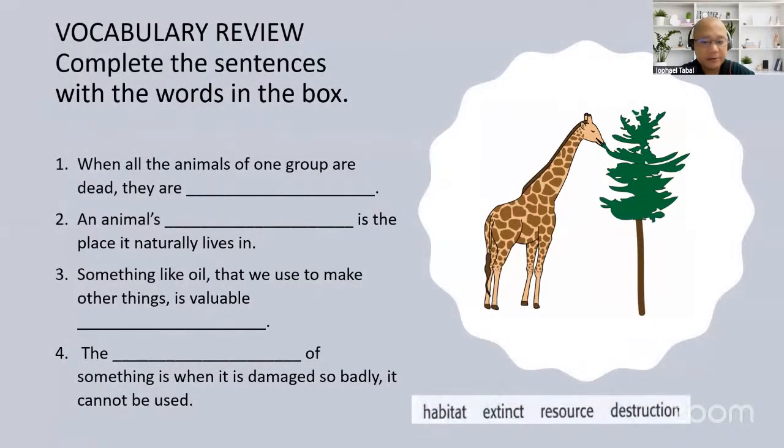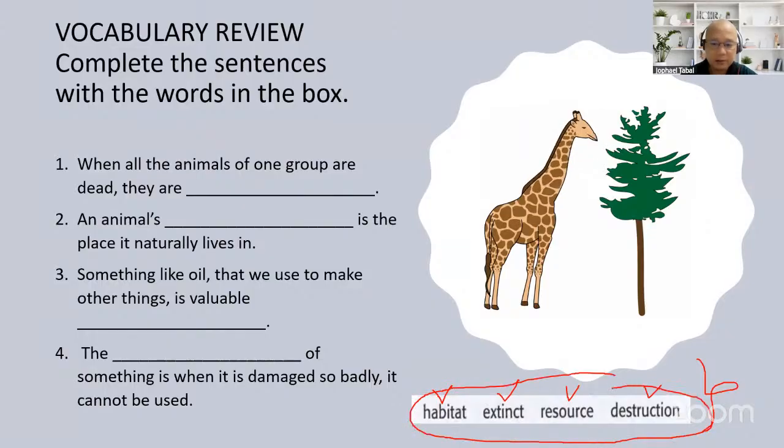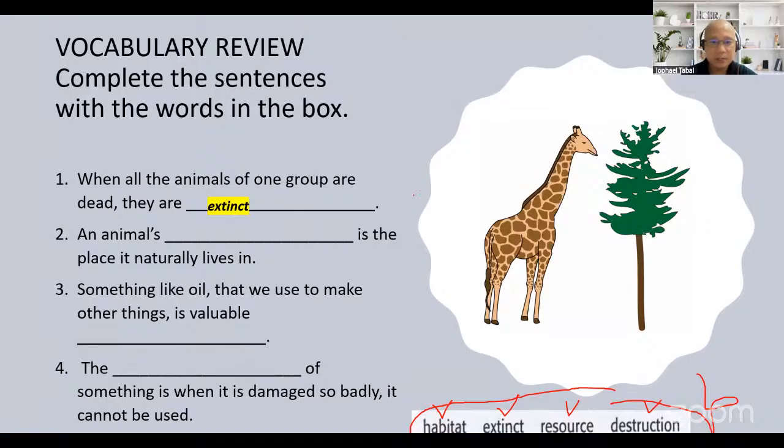So we have here four new vocabulary. So we have habitat, extinct, resource, and destruction. Okay, so we have four vocabs here. Again, we have habitat, extinct, resource, and destruction. So what you need to do here is match one of these words, or fill one of these words in one of these gaps. Okay, so for example, when all the animals of one group are dead, so they are extinct. Okay, so I want you to do numbers 2 to 4. I think this is pretty easy, so we can do it in 1 minute.